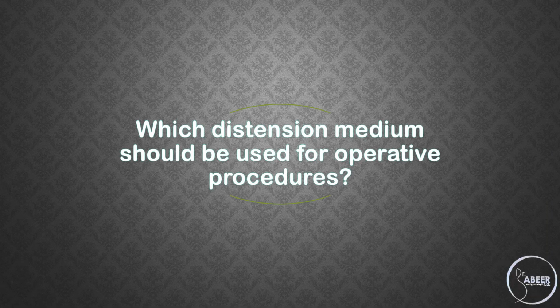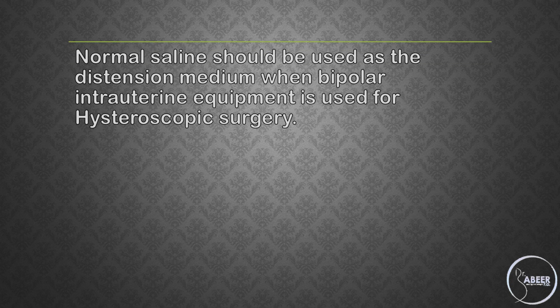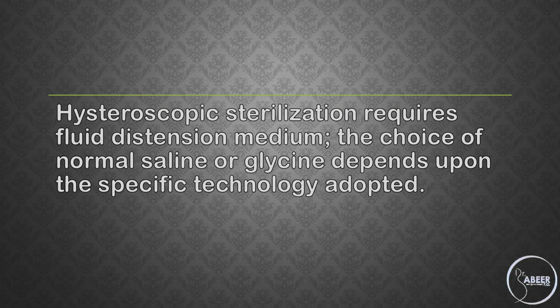Which distension medium should be used for operative procedures? Normal saline should be used as a distension medium when bipolar intrauterine equipment is used for hysteroscopic surgery. Thus, it is more practical to perform diagnostic procedures with normal saline in units offering simultaneous diagnosis and treatment, as this avoids having to swap distension media should operative procedures need to be carried out. Hysteroscopic sterilization requires fluid distension medium. The choice of normal saline or glycine depends upon the specific technology adopted.